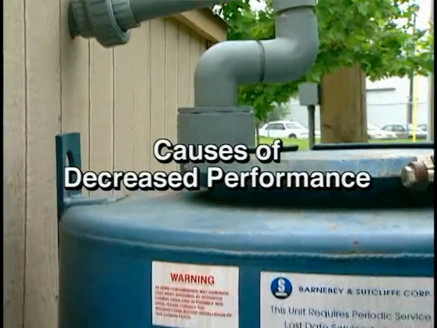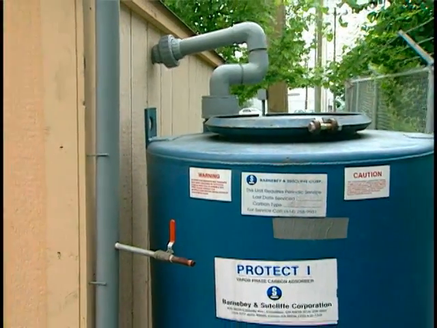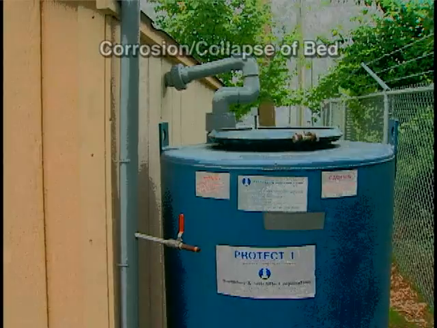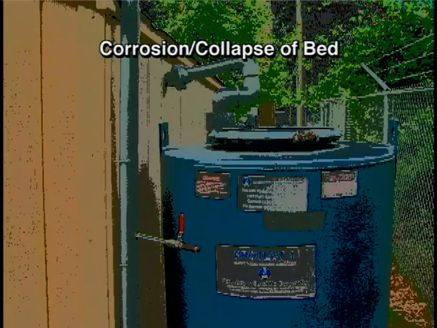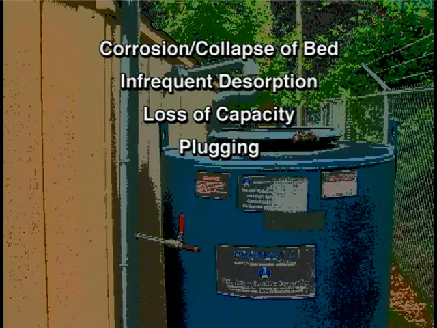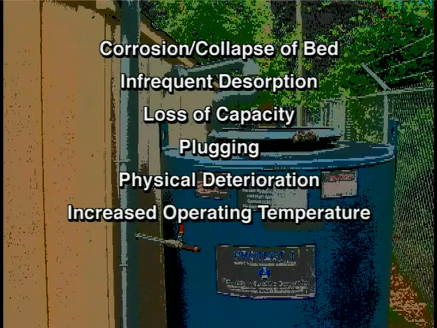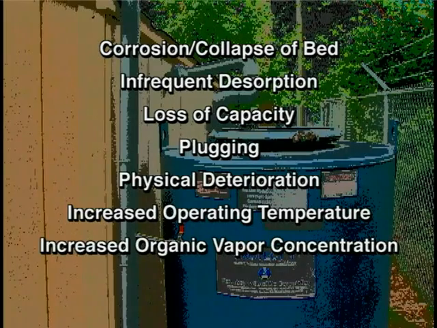There are several factors that contribute to the loss of performance in an activated carbon adsorption system. These problems include corrosion of the carbon bed's support and subsequent collapse of the bed, infrequent desorption, loss of capacity due to the accumulation of condensed organic material, plugging of the activated carbon bed with particles, physical deterioration of the carbon granules, increased operating temperature, and increased organic vapor concentration.